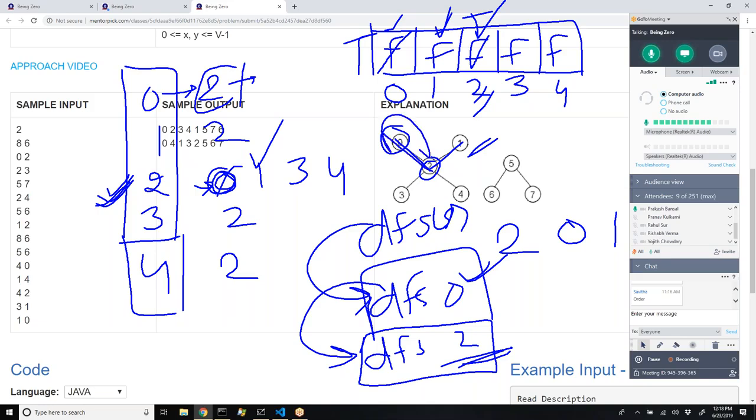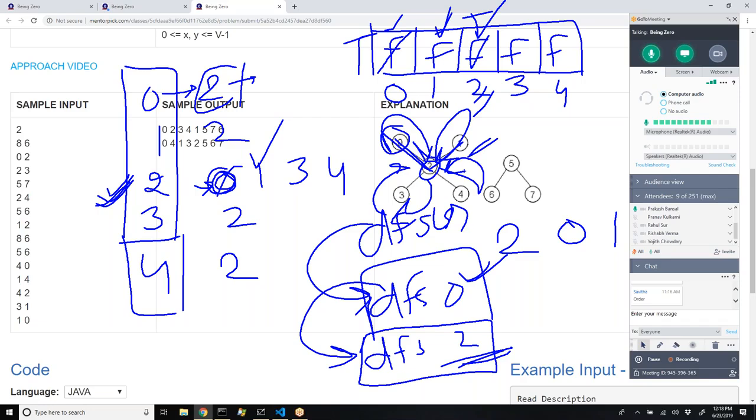So 2 went to 0, it backtracked. 2 went to 1, 1 backtracked. Now 2 has more choices left. 2 goes to 3. 3's DFS will print 3 and come back. 2 will go to 4, 4 will come back. Prakash, does it make sense?